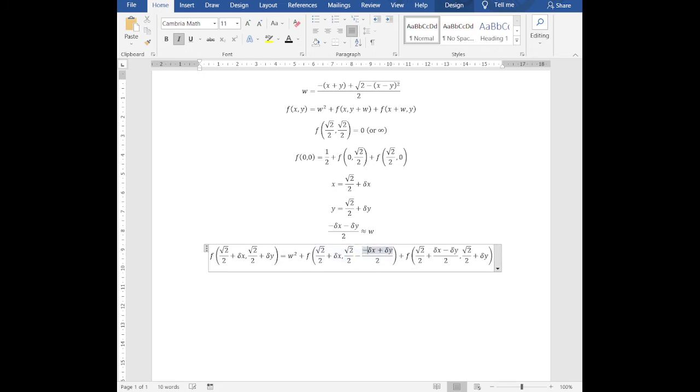Just rearranging these as far as I can. Okay. That gets me that. I can Taylor series expand about that point, assuming it's not equal to infinity, which will get me an equation.